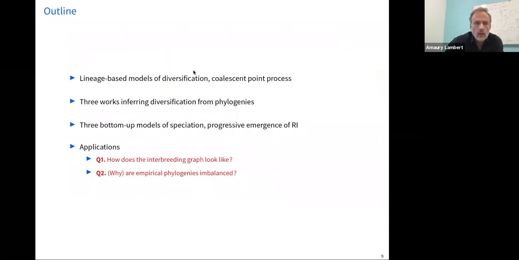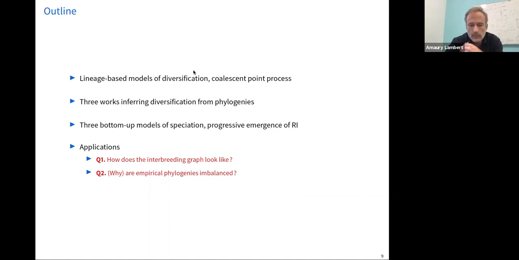So let's go for the outline. In the first section, I will talk about models of diversification which are lineage-based, where species are the elementary particles of the process. I will introduce a dual object to the birth-death process called the coalescent point process, analogous to the Kingman coalescent. I will then show you the results of 3 works inferring diversification from phylogenies.